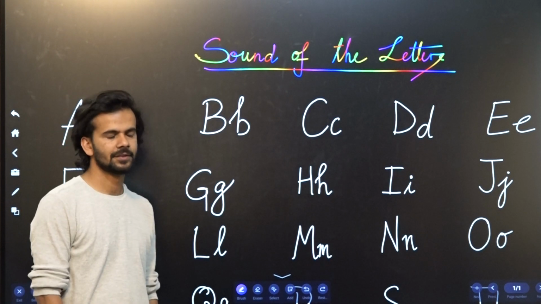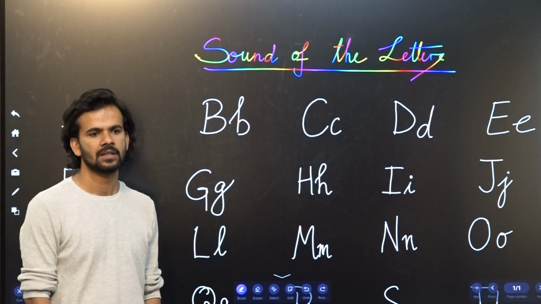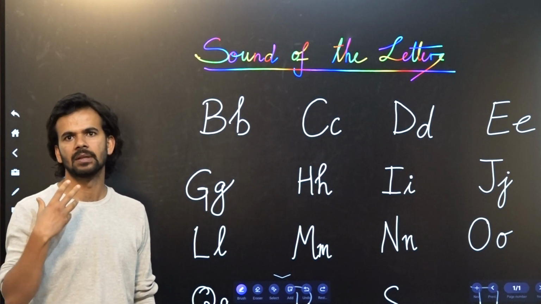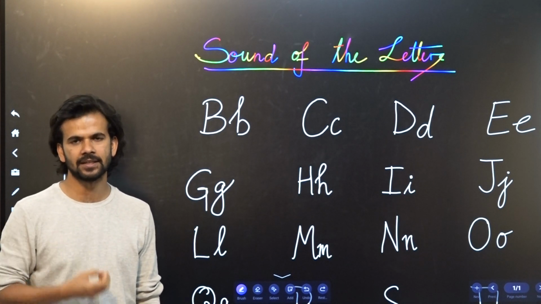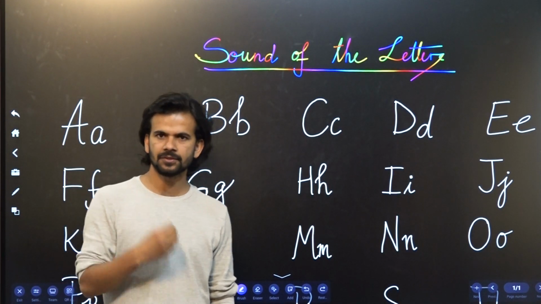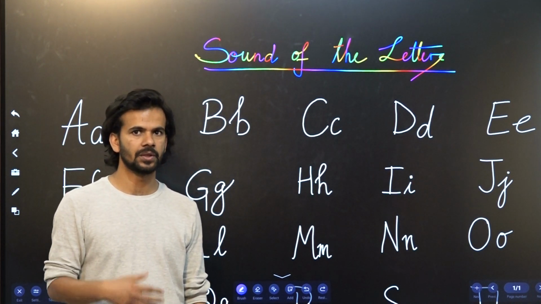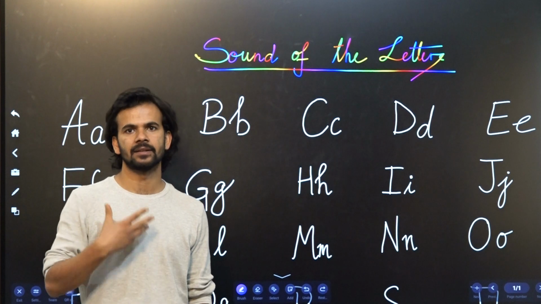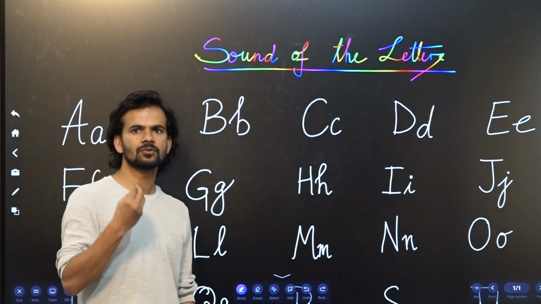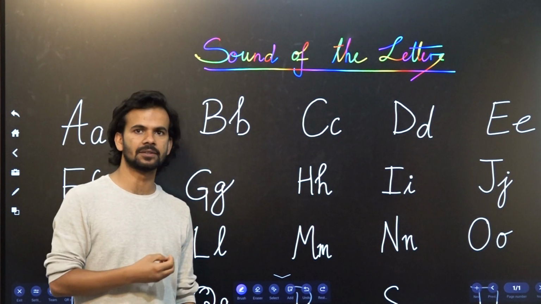Sounds of the letters. When we teach our kids how to read, generally we begin by teaching them the letters, right? The names of the letters like A, B, C, D and so on. But that doesn't really help them to read well. So in order to make them read at an early age, the most efficient way is to teach them the sounds of the letters rather than the names of the letters.